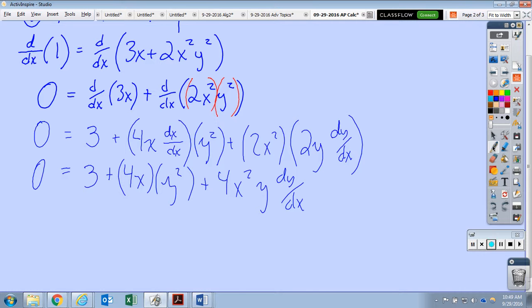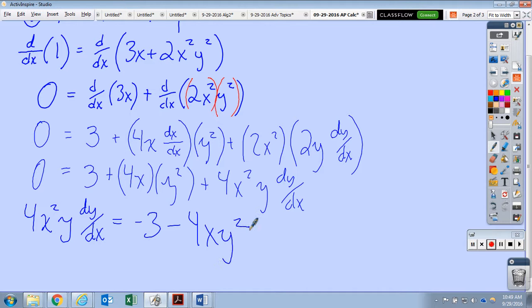All right, so I'm going to have 4. I'm just going to move this over. So I'm going to just subtract 3 and subtract 4xy squared. So we had negative 3 minus 4xy squared. And then last thing to do would be to divide each side by 4x squared y. I'll write it up here.